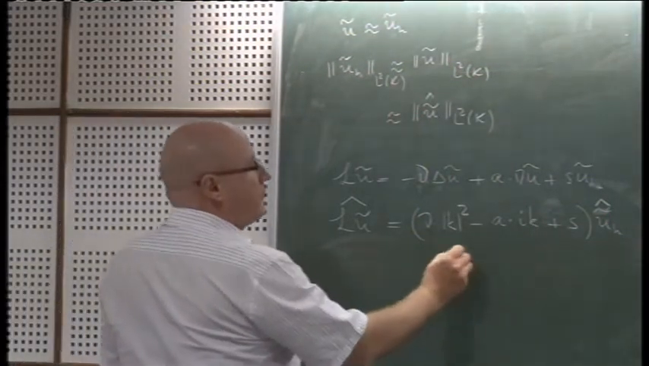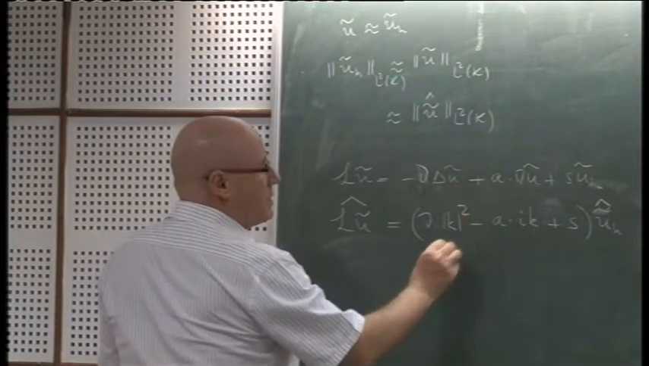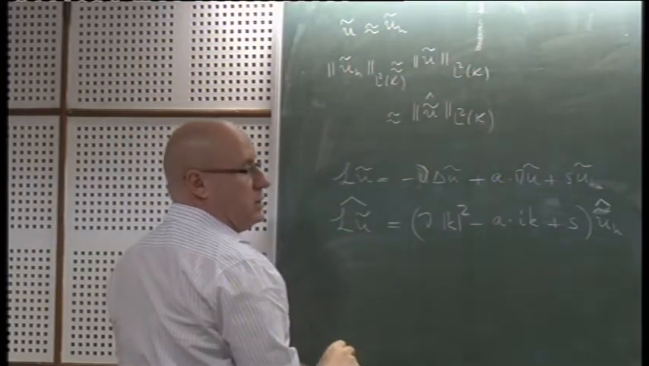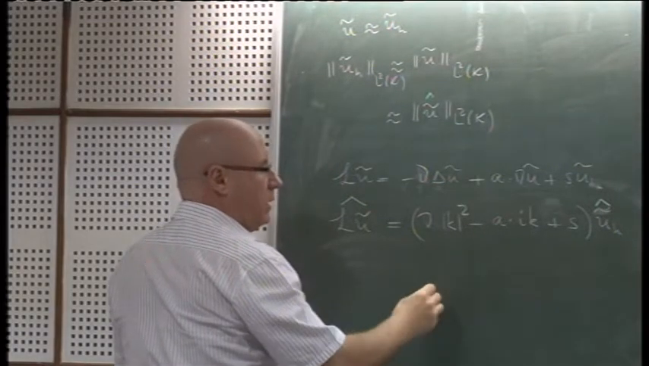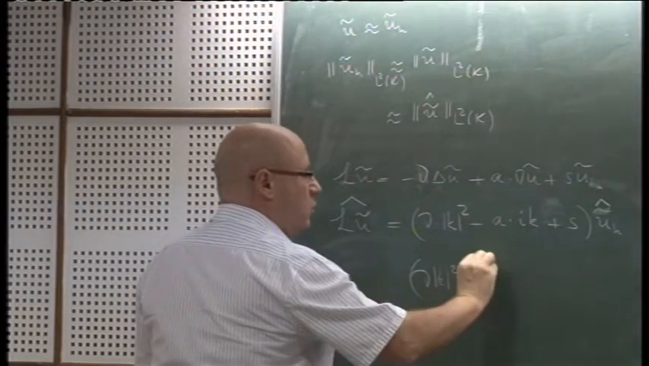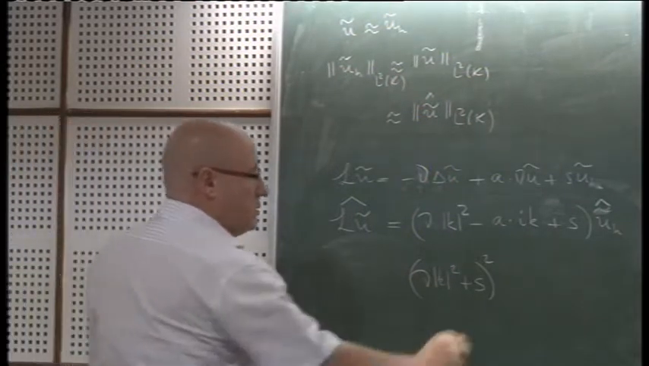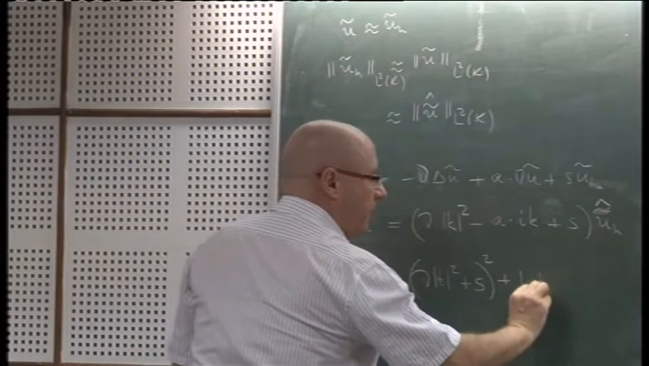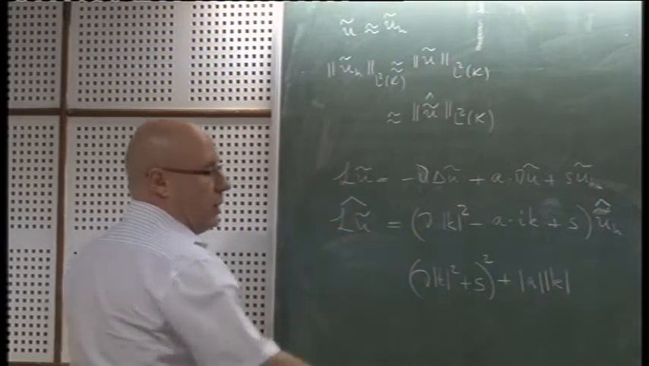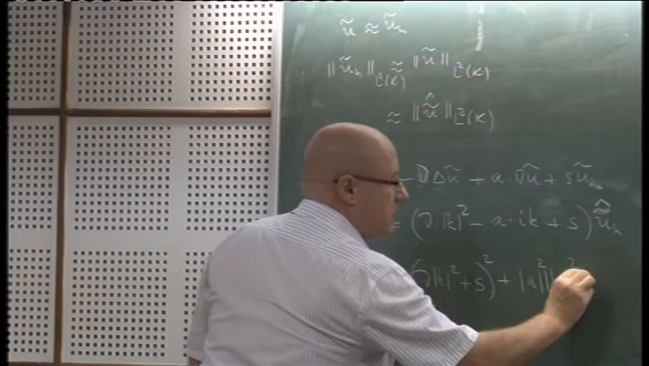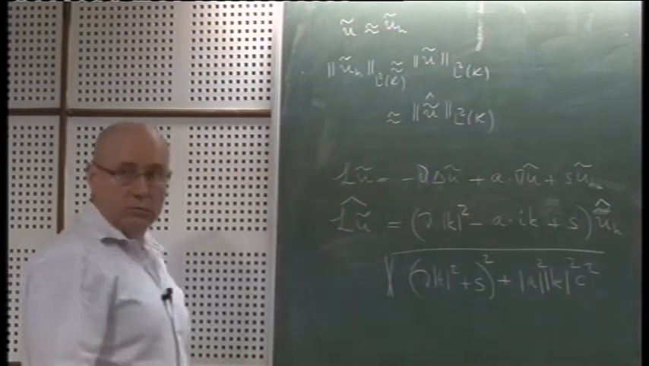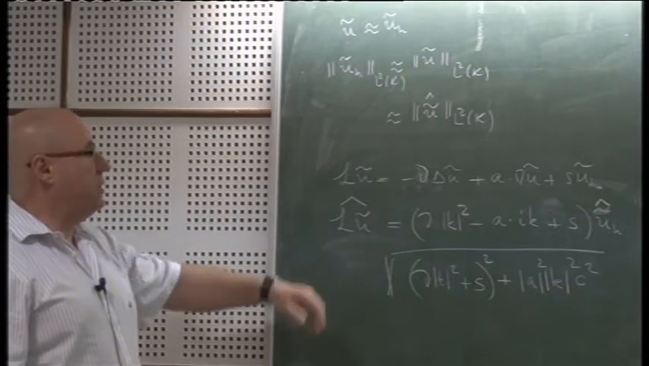Now, what is the point? The point is that you have to compute the norm of this complex number, because when you compute the L2 norm, you have to compute the modulus of this complex number. And the modulus is the square root of nu k squared plus s squared, which is the real part, plus the norm of a, norm of k, times a certain angle that I don't know between both, squared. Let's say a cosine that I don't know. That's the modulus of this number. That's what I need to compute the L2 norm.